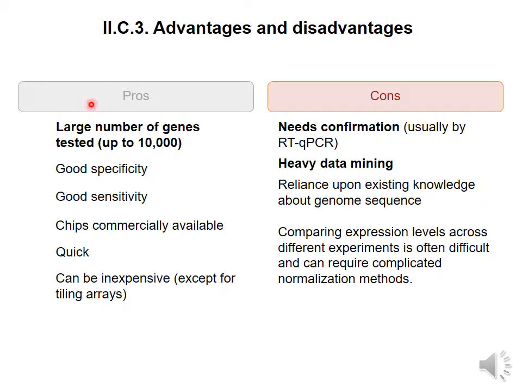On the other side, there is a large number of genes you can test at a time, and this is a big advantage compared to the other techniques for measuring transcription that we've seen. Plus, it has good specificity and good sensitivity. And chips are also commercially available, so you can buy them in bulk, and they can certainly be very inexpensive. Plus, it's a quick technique, and very shortly you can get hundreds of genes and the expression levels of all of those genes.